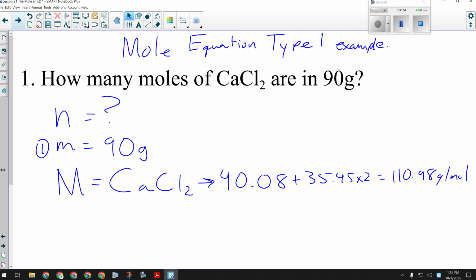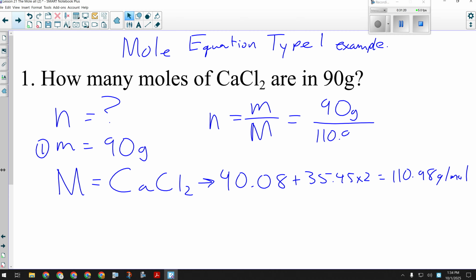Okay? Do I have to do anything with the mole equation? Or can I just plug in my numbers? Right, I don't have to manipulate on this one. The mole equation is n equals little m over big M. I'm looking for this and I have those 2. So I don't have to do any algebra here. I just have to plug my numbers in. So that's going to be 90 grams divided by 110.98 grams per mole.